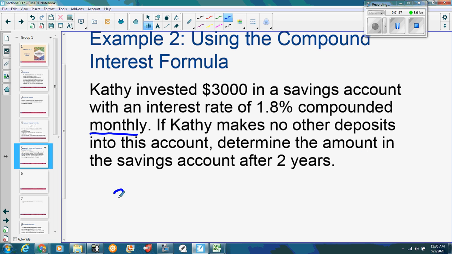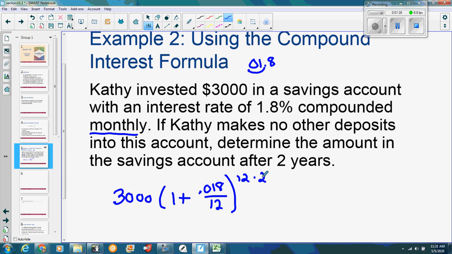So she has $3,000. So it's 1 plus this 1.8 written as a decimal, so you move it 2 places to the left, it would be 0.018. Now, because it said monthly, how many months are in a year? 12. So now the 12 comes up here, and so does the 2. You have to make sure if you're doing this in your calculator that you multiply these numbers before you use them as an exponent.